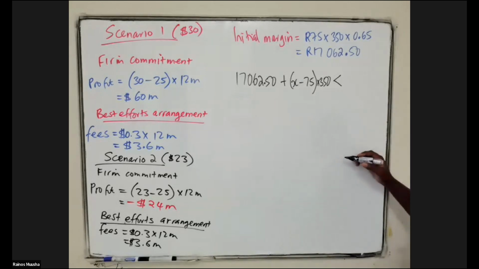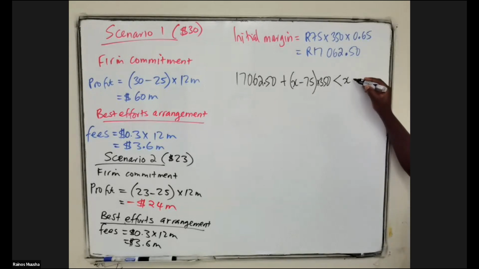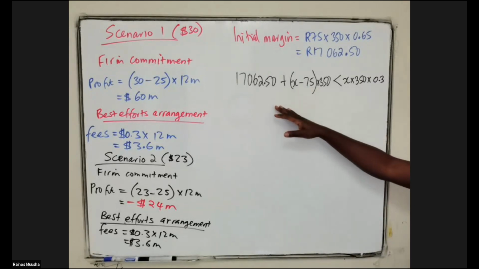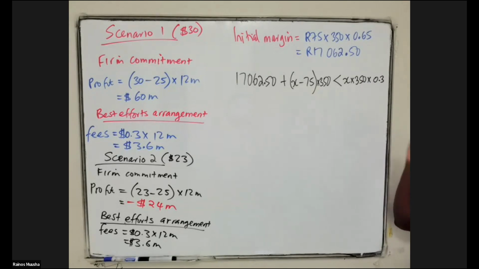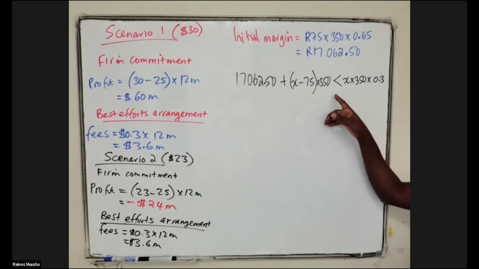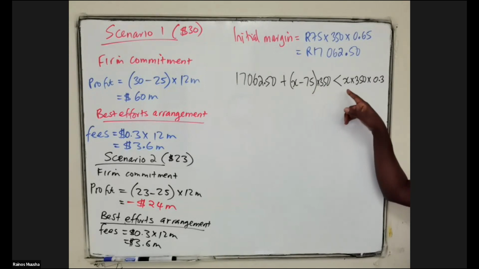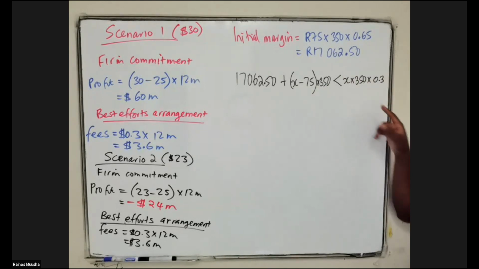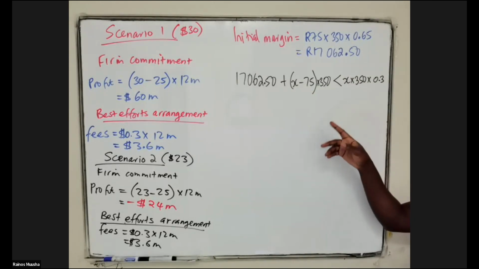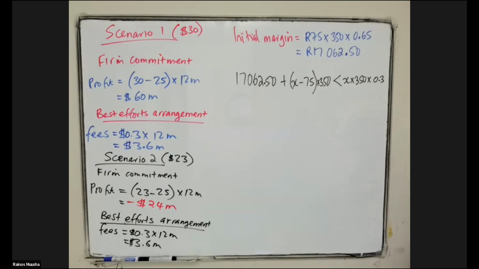Because remember, if the maintenance margin is 30%, it basically means a certain price multiplied by 350 shares multiplied by the maintenance margin. So when the value of the portfolio goes up by a certain amount, but at the same time our portfolio overall is going to be less than the maintenance margin, the value that you're supposed to be getting on the maintenance margin, this is the point where you're going to be receiving a margin call.